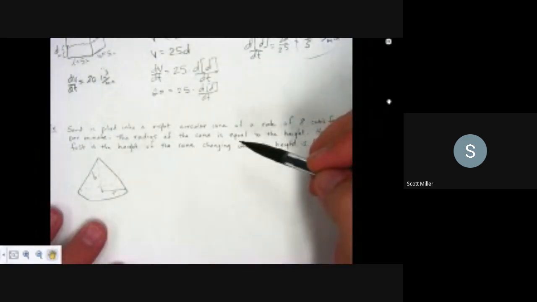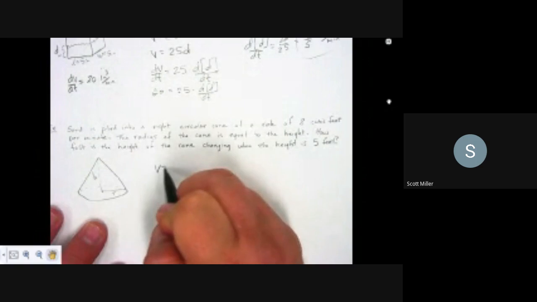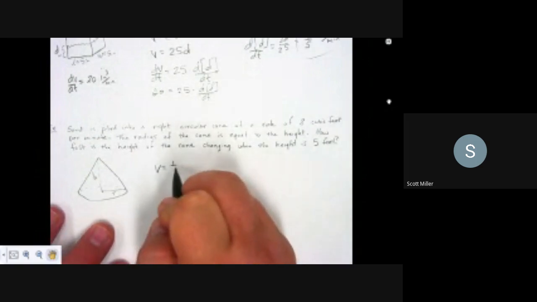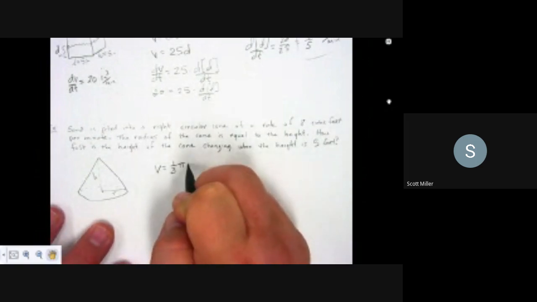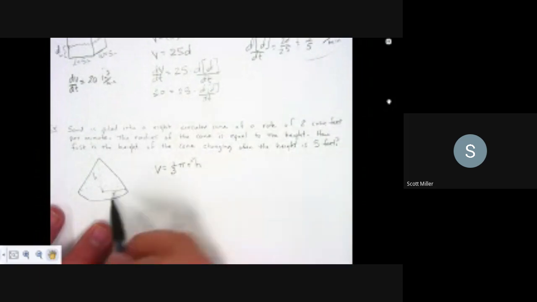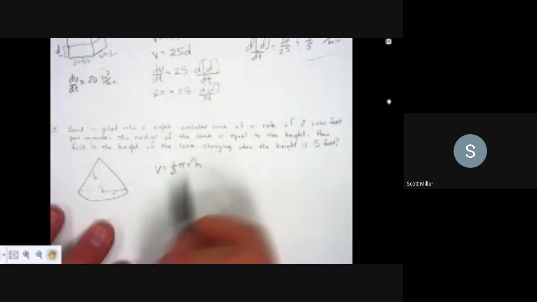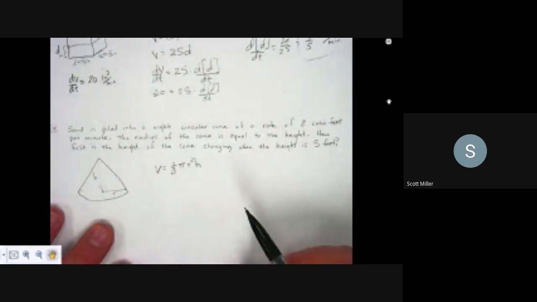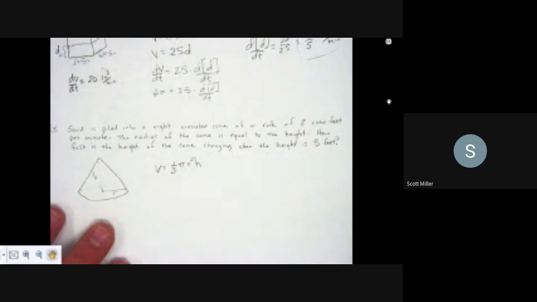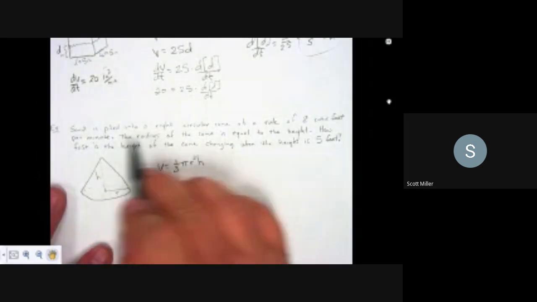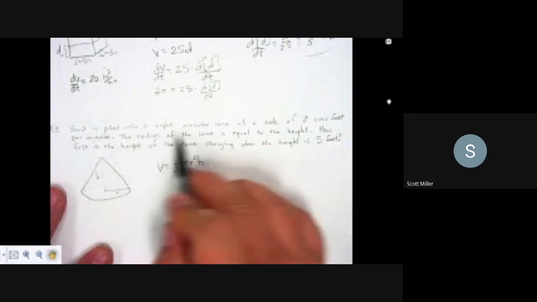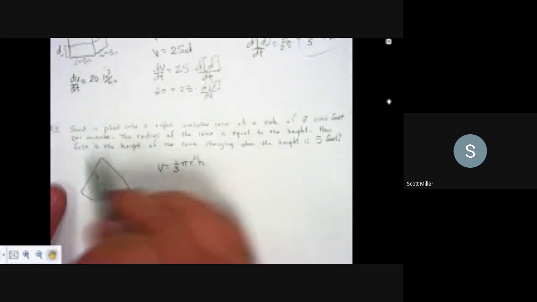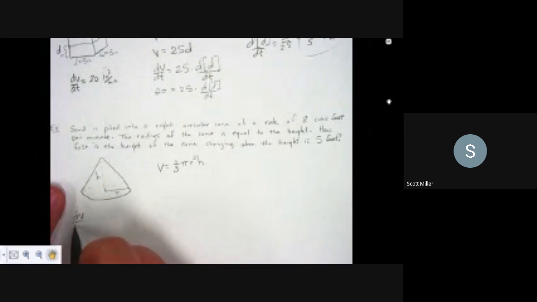We want to find the volume of a cone. The volume of a cone, if you do not know it, make sure you know these formulas: 1/3 pi r squared times h. The area of the base, pi r squared, times the height. And then cones and pyramids get a 1/3 in front. So that is the formula we're going to start off with. What else do I know? I know that the sand is being piled at a rate of 8 cubic feet per minute. So that is dV/dt, and that is 8 cubic feet per minute.